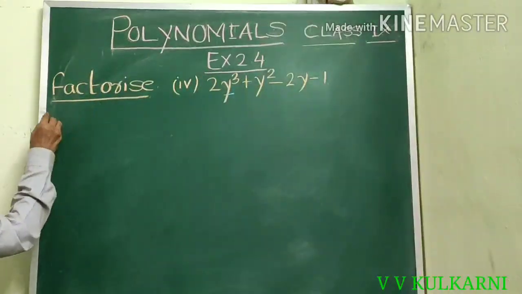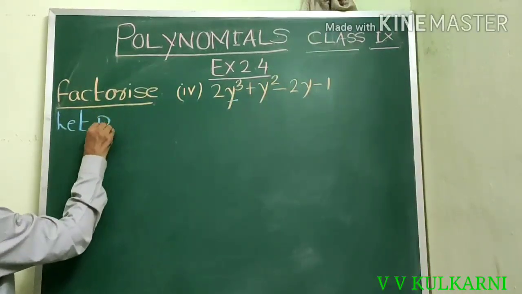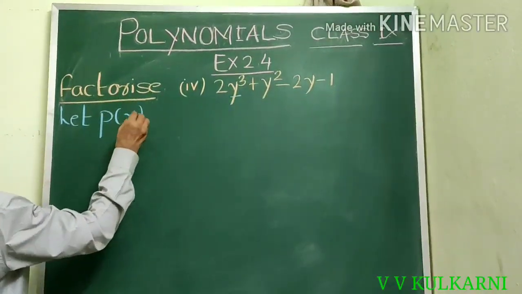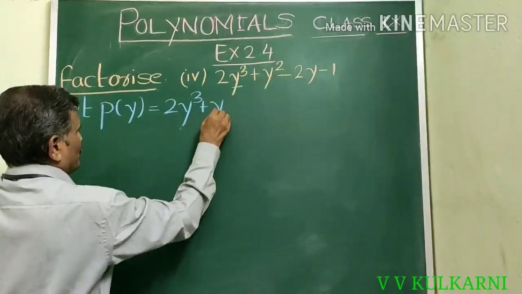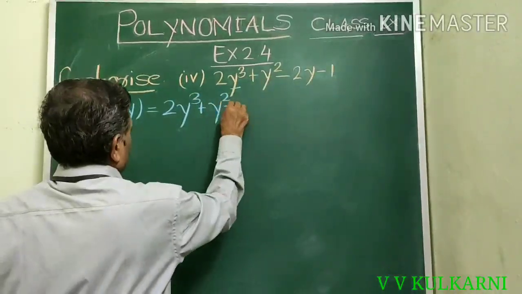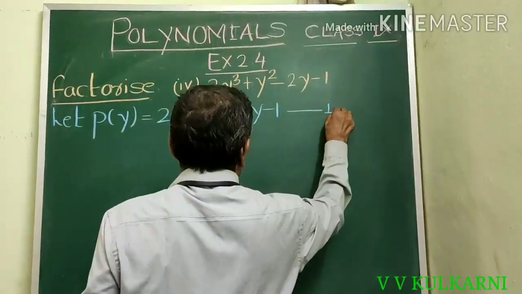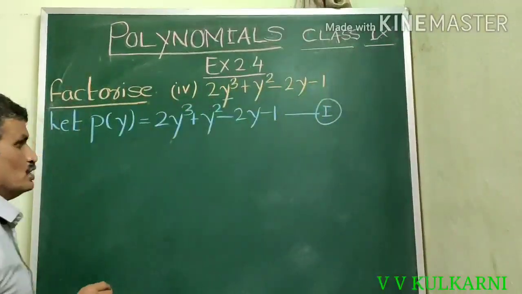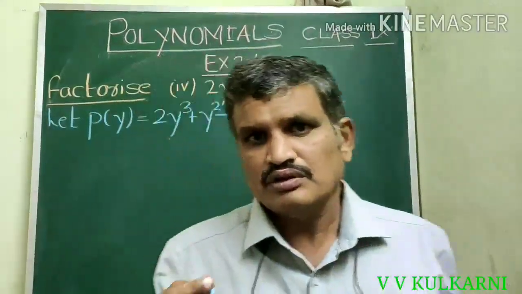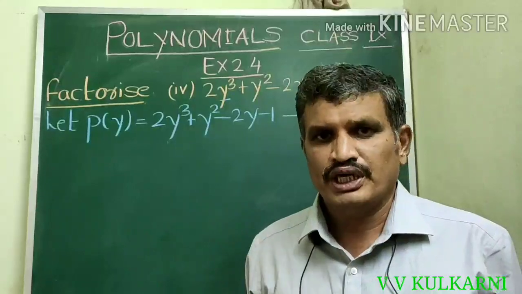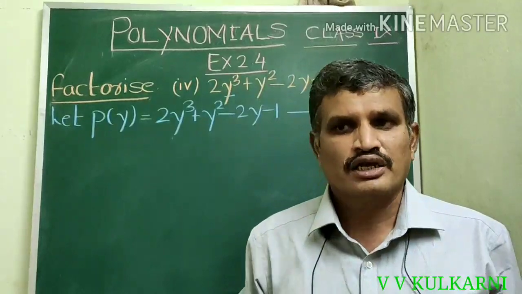Now whatever polynomial is given to you, we'll write that as let p at y is equal to 2y cube plus y square minus 2y minus 1. I'll call it the first equation. In the first video also you have seen that first we have to equate it to p at x or p at y. In the second step you have to use the trial and error method.